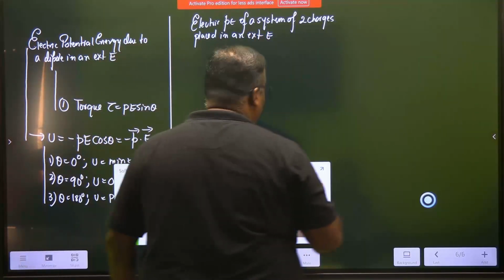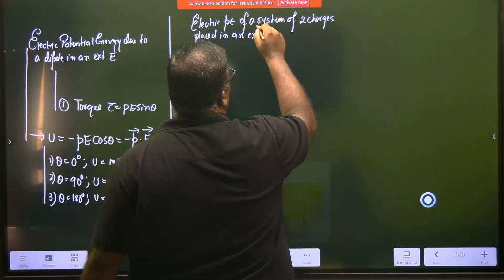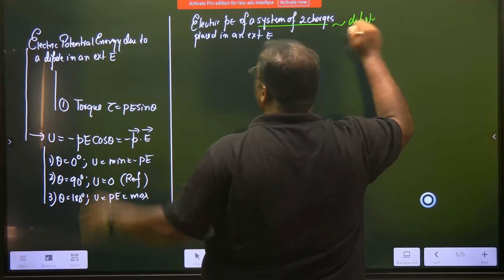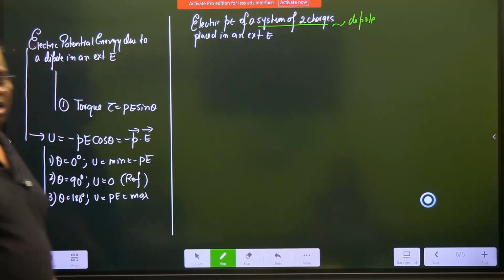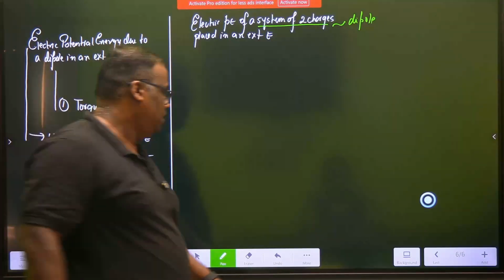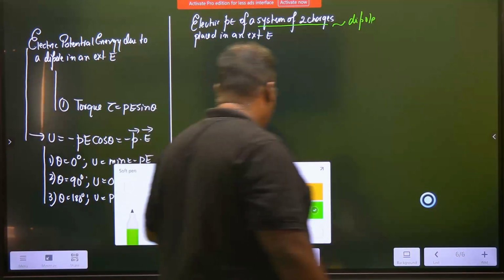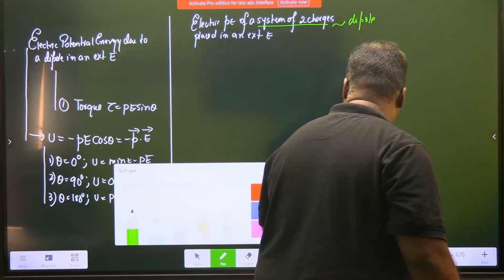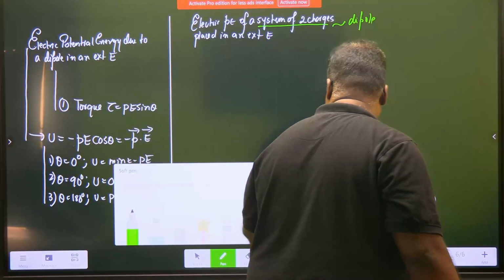Children, why are we doing this? The system of two charges is analogous to the dipole. So basically both things are the same. The approach will be different, but we will arrive at the same thing. Okay? So let us try to understand this now. So our system is something like this now.